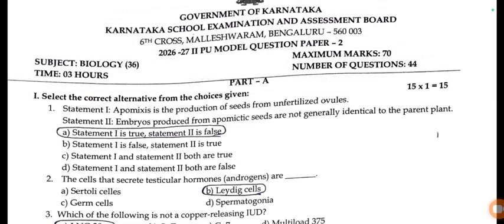Students, second PUC biology second model paper solutions are here, of the year 26-27.